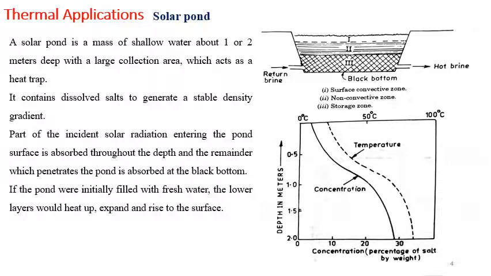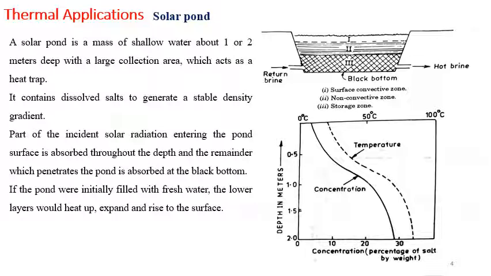Part of the incident solar radiation entering the pond surface is absorbed throughout the depth, and the remainder which penetrates the pond is absorbed at the black bottom. The collection tank at the bottom is colored with a black surface because it is a good absorber.